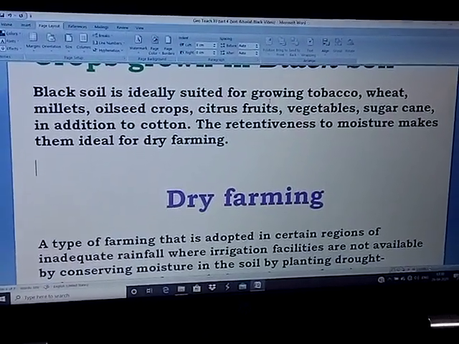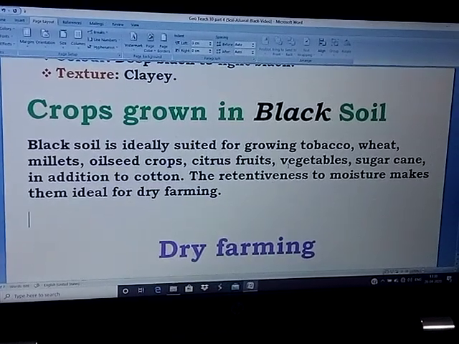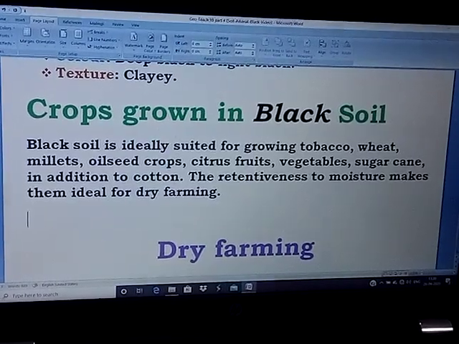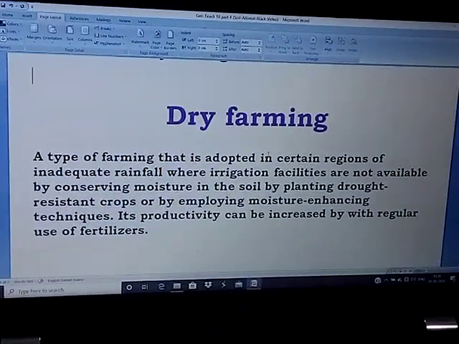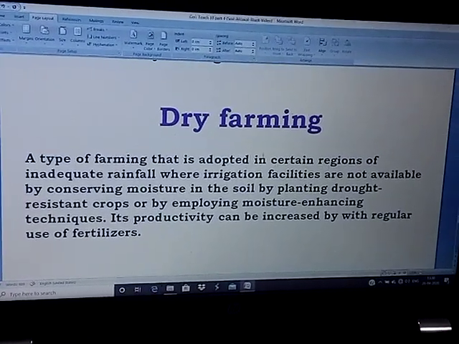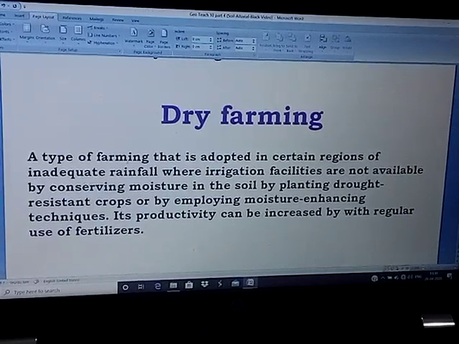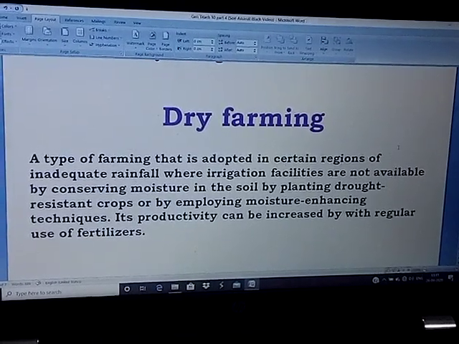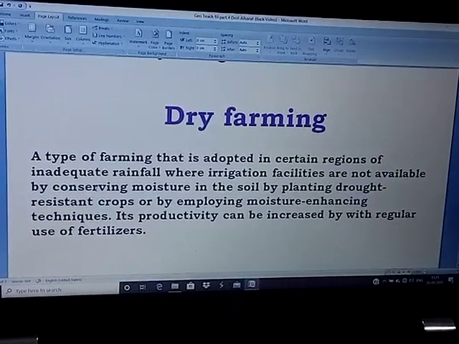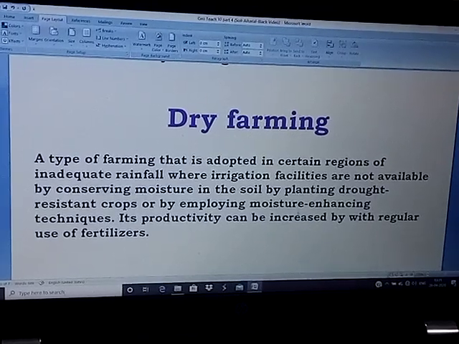Now, along with this black soil, dry farming is associated, because cotton can also grow in dry farming. What is dry farming? It is a very important question that you should remember in your mind. What is called dry farming? It is a type of farming that is adopted in certain regions where the rainfall is inadequate, means less, not enough, where irrigation facilities are also not available.